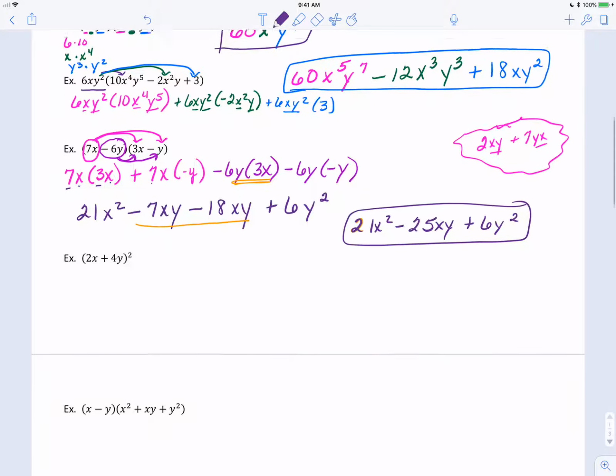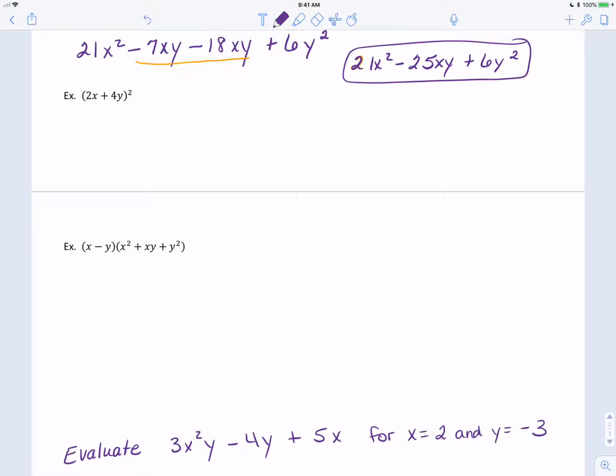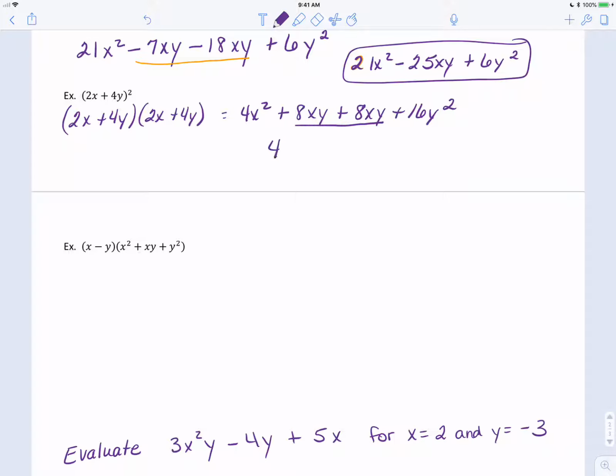Okay, so you try to do these last couple on your own. Remember, this means to write it twice. You do that one on your own. I'm going to just multiply it out over here, and join my like terms at the end. So I get 4x squared plus 16xy plus 16y squareds.